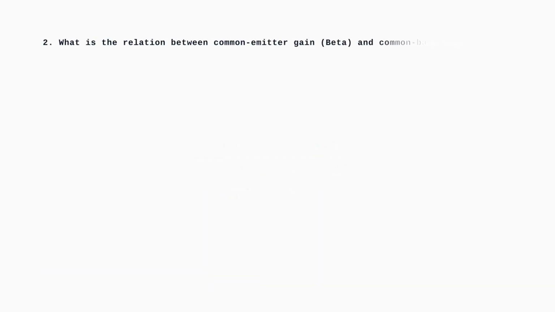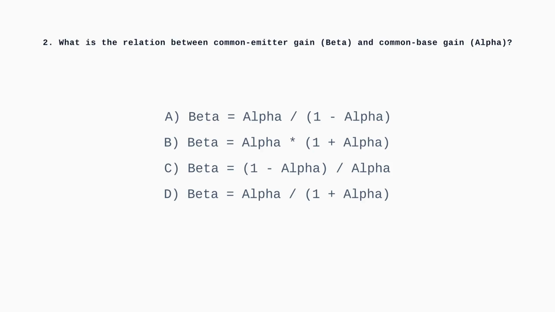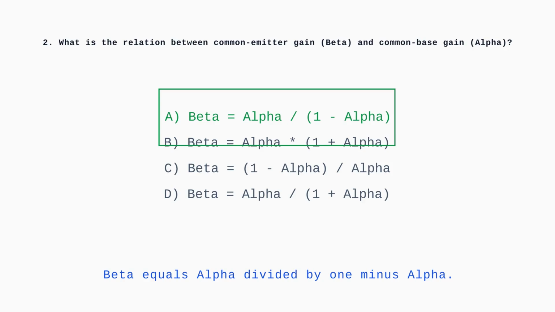Question 2. What is the relation between common emitter gain beta and common base gain alpha? The mathematical relationship between common emitter gain beta and common base gain alpha is beta equals alpha divided by 1 minus alpha.